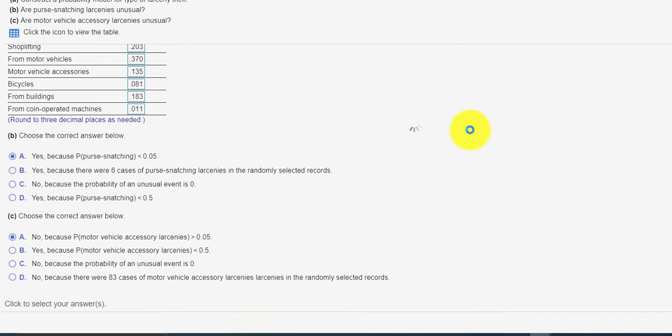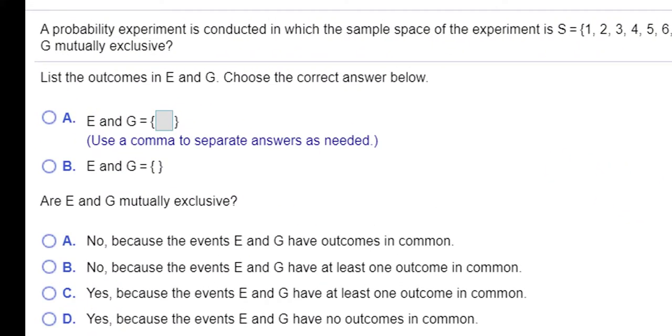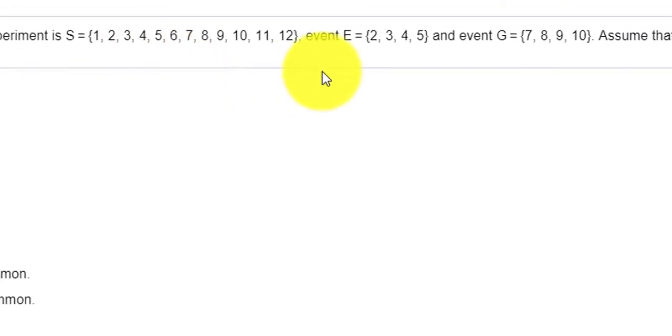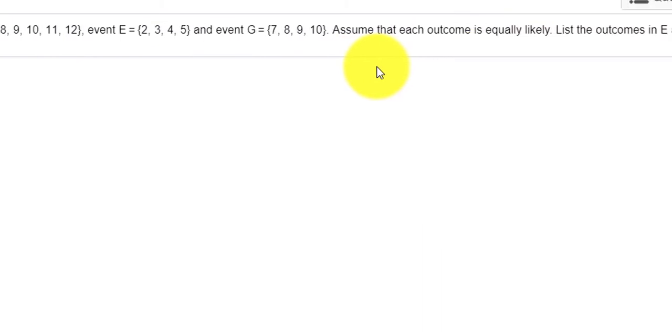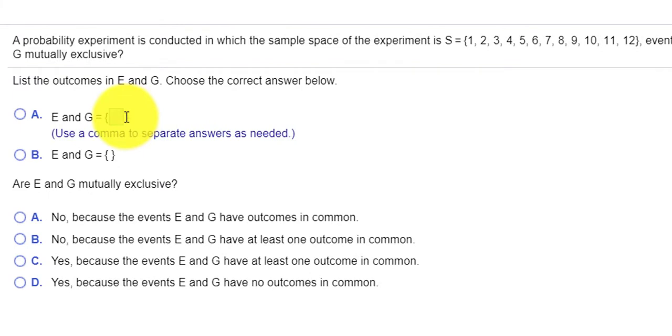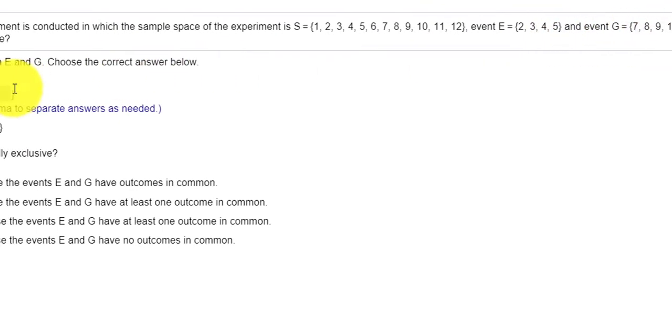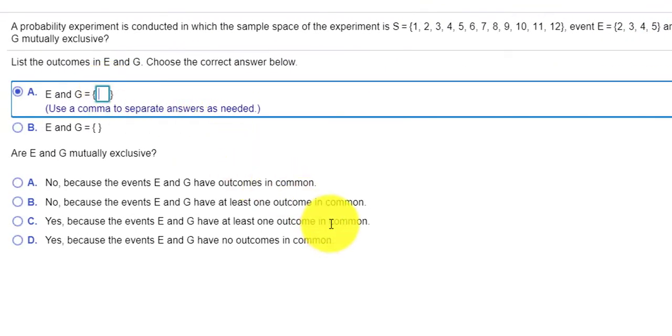Let's see. Maybe we'll do one more. Okay, so it says a probability experiment is conducted in which the sample space, and they give us the sample space, event E, event G, and it says list the outcomes in E and G. All right, so the outcomes for E and G would be 2, 3, 4, 5, 7, 8, 9, 10, right?